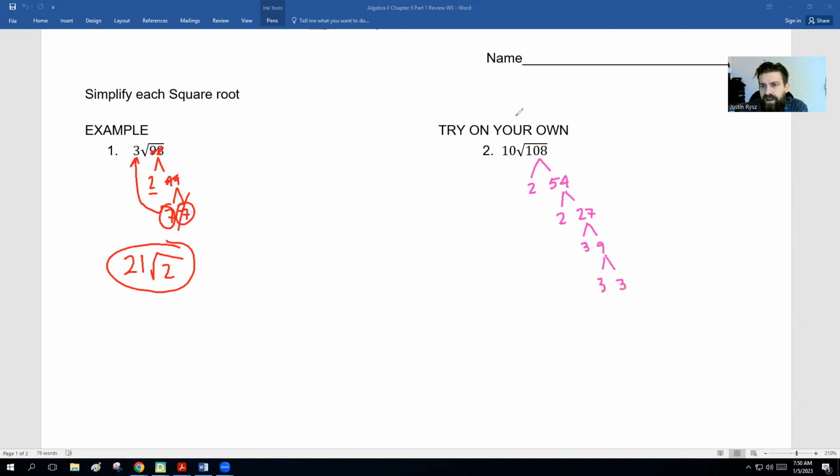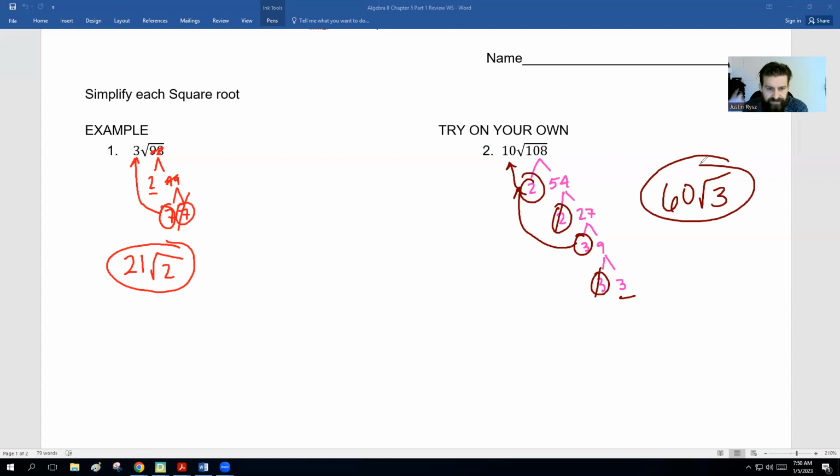All right, so we're looking for pairs. We have a pair of 2s. So this 2 can go out, meet with the 10. This 3 can go out and meet with the 10 as well with the 2. That 3 does not have a partner. So the 10 is going to be multiplied by 2 and by 3. So that gives us 60. And then this 3 did not have a partner, so it's by itself. Okay, so that's how we simplify a square root.